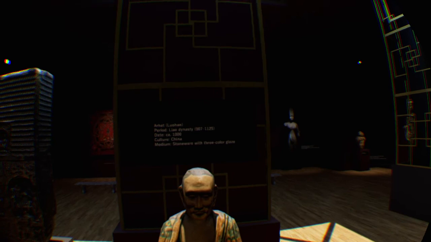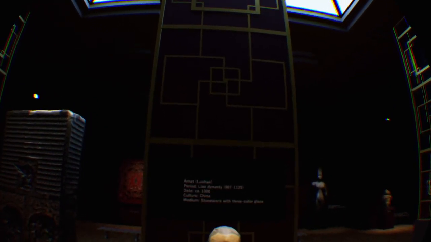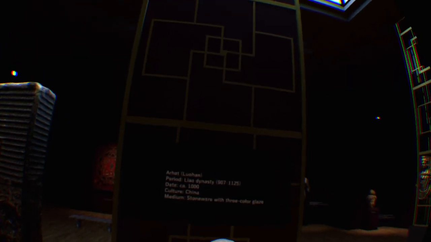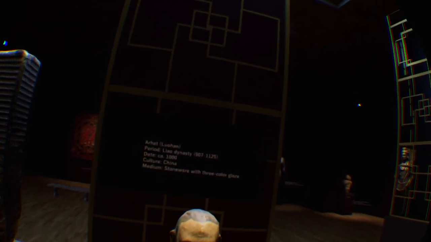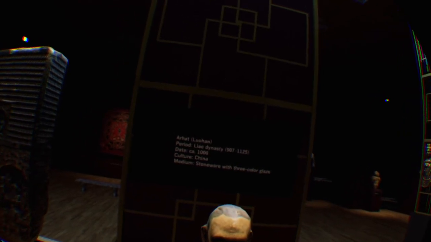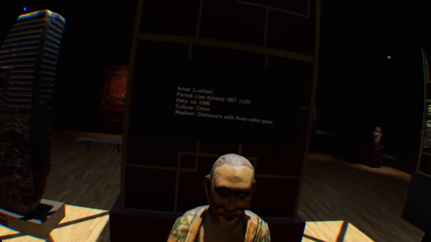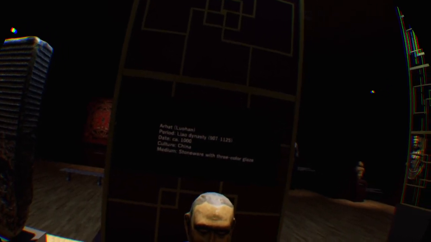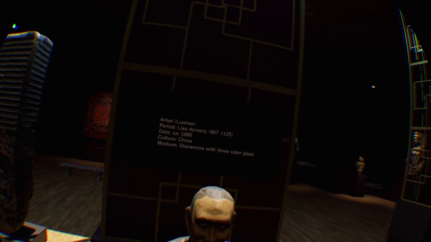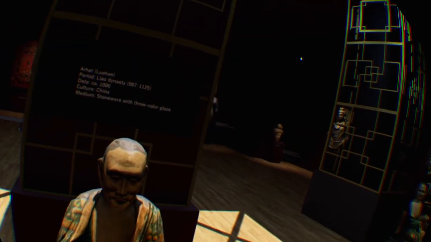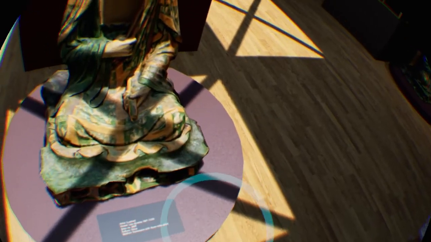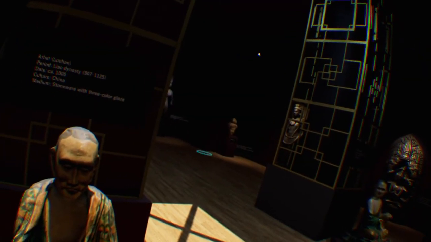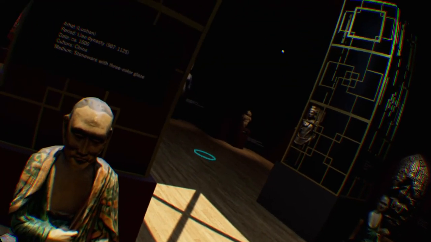Now this one still has the paint on it, so I'm assuming it's not that old. But let's see. All right, so period. Liao Dynasty, 907 to 1125. Okay, that is pretty old. I have no idea. Maybe it was preserved some kind of way. Culture, China. Okay, medium, meaning who knows what medium means when you see medium in a piece of art?